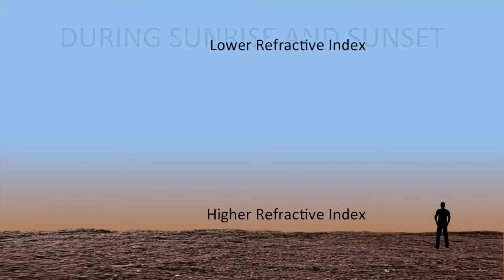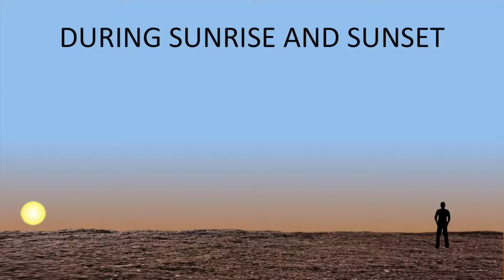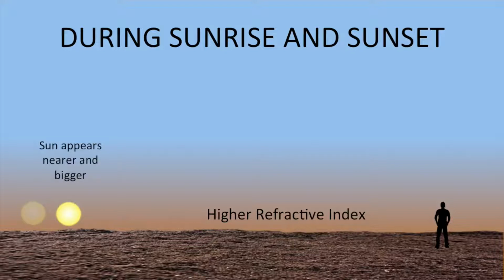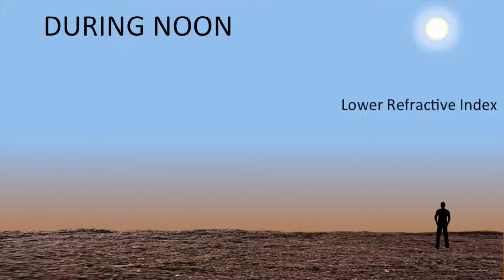During sunrise and sunset, the sun is at the horizon, and the rays of the sun pass through a greater span of the atmosphere with a higher refractive index. This causes the sun to appear nearer, and hence, bigger. Nothing of this sort happens during noon, when the sun is overhead, since the span of the intervening atmosphere has a significantly lower refractive index.